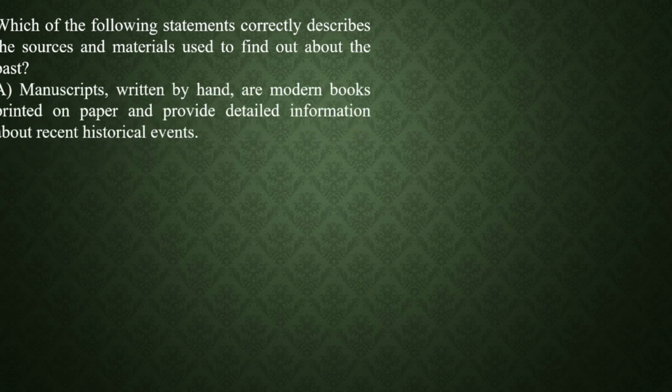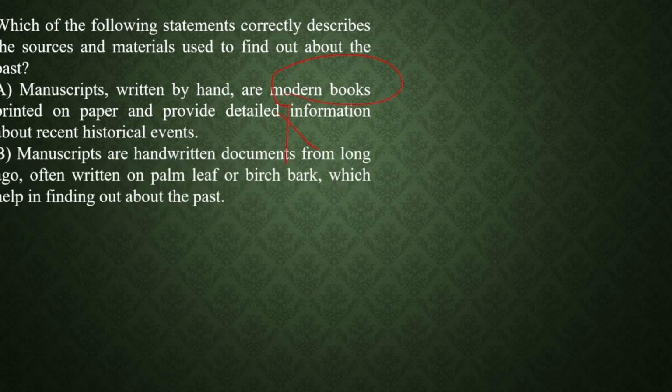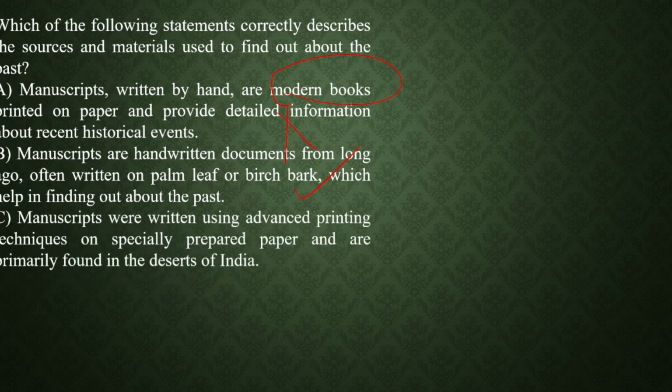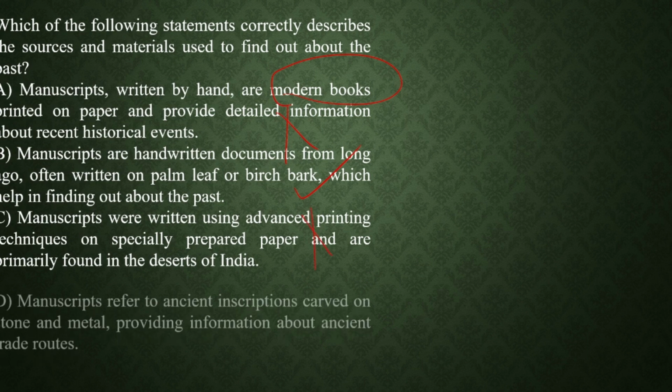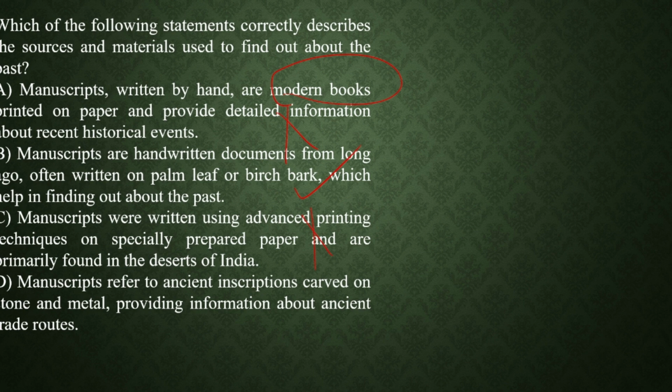Option A, manuscripts written by hand for modern books. Of course not, it is an ancient book. So this is false. Manuscripts were handwritten documents from a long time ago, often written on palm leaves and birch bark, which help in finding out about the past. Seems to be correct. Manuscripts were written using advanced printing techniques on specially prepared paper. No, it is false, not an advanced technique. The manuscript referred to ancient inscriptions carved on stone and metal, providing information about ancient traders. No, it is also a false statement.